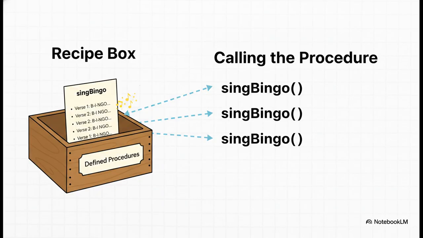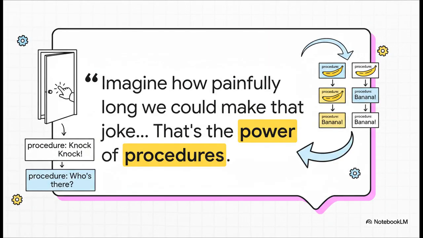And this is where the magic really happens. Just look at how clean and readable that is. Instead of that big block of 15 lines, we've got 3 simple self-explanatory commands. Every time we call sing bingo, the computer just goes and finds that recipe we wrote and follows the instructions. Beautiful. And what's really cool is how powerful this becomes. I love this example from the source material.